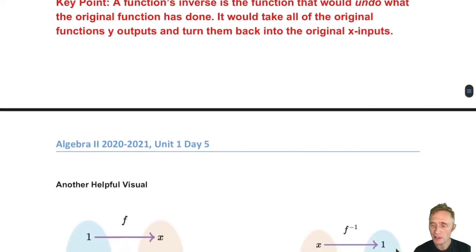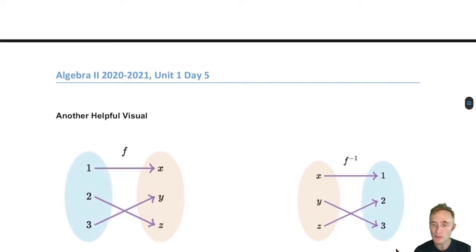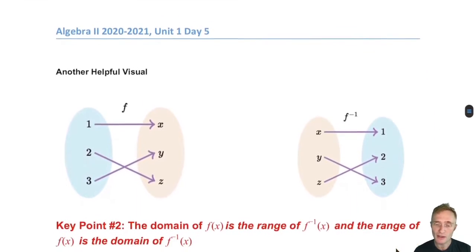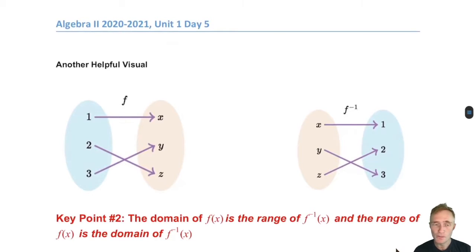First, here's one that you might recognize from Algebra 1, a domain and range mapping. So on the left, we have our domains. On the right, we have our ranges. And the arrows tell us how the function works. So we can see on the left, if you put a 1 into the f function, an x comes out. f of 2 is z. f of 3 is y.